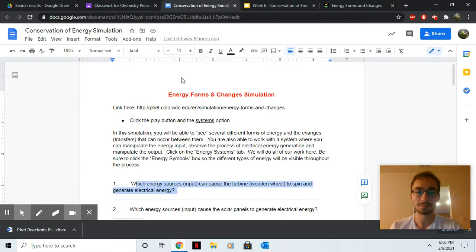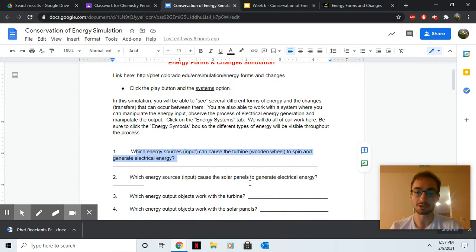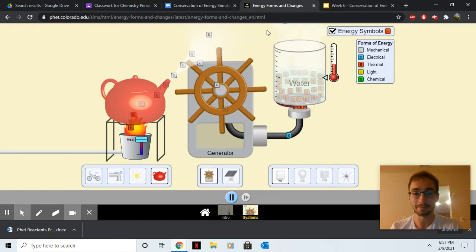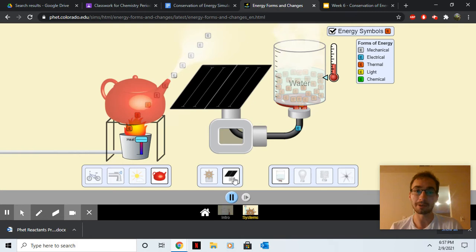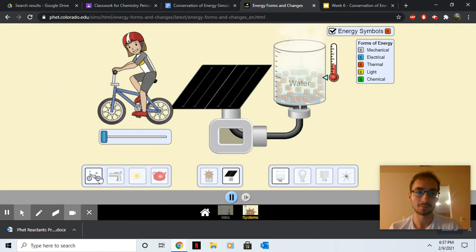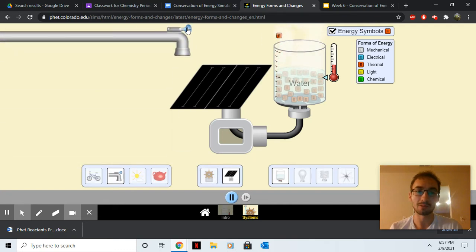Number 2, what causes the solar panels to generate energy? This one you may already know because we're in California. So if you click on the solar panel, which of these 4 will work to cause the solar panel to go? Yep, try and figure it out. What will make the solar panel work?